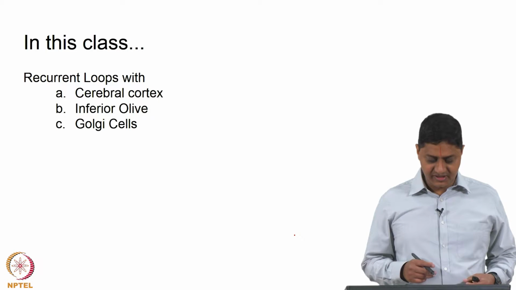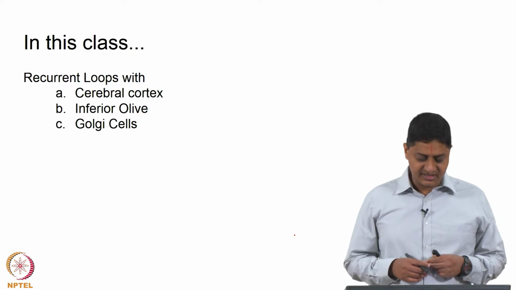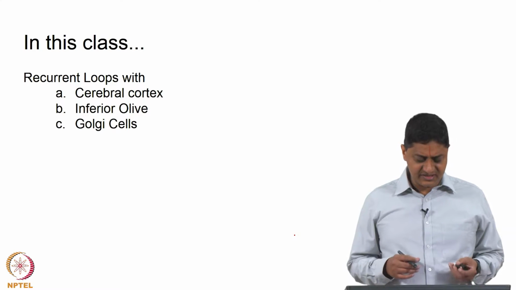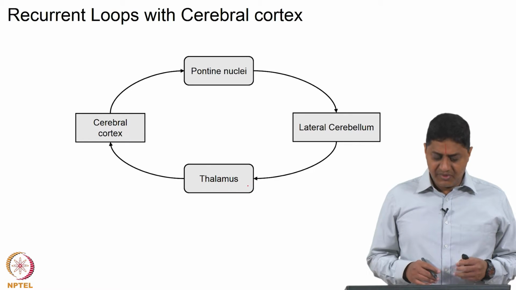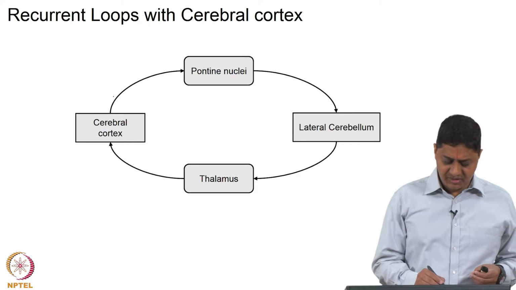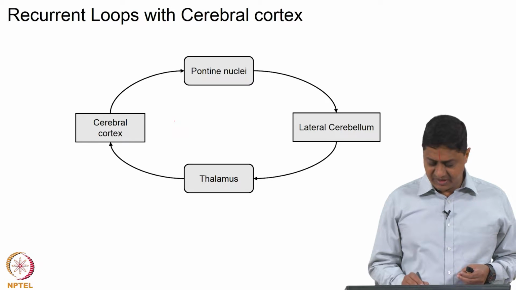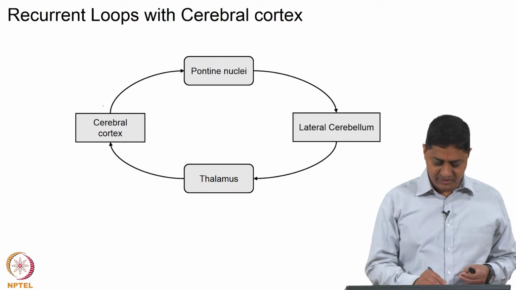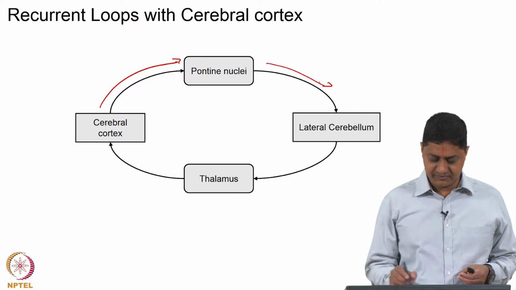In this class we will be talking about recurrent loops that cerebellum has with cerebral cortex, inferior olive and Golgi cells. We briefly mentioned this in the previous class, we will discuss that with some details in this class. So, a major recurrent loop with the cerebral cortex. The cerebral cortex sends information to the cerebellum, not directly, but rather through pontine nucleus or through pons, as shown here.